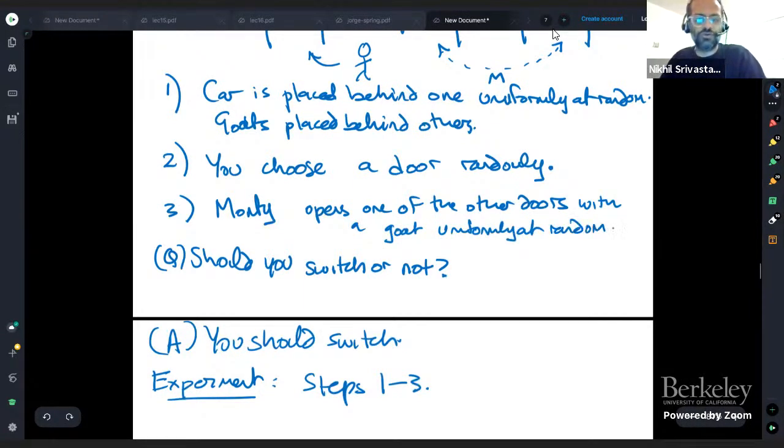Right? So no matter what door you choose, at least one of the other doors has to have a goat. Maybe both of them have a goat. Well, Monty opens one of those uniformly at random. So this is now a well-defined experiment. This is the experiment.